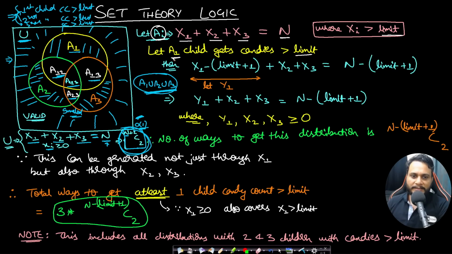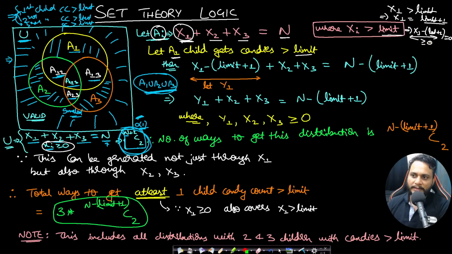So if the first child gets a candy count greater than the limit value, then you know that x1 here will be greater than the limit value. So what is the minimum value of x1? The minimum value of x1 will be limit plus 1, because it has to be greater than limit. I'm taking integer calculations. So if I have to represent it in the format where all the xi's are greater than or equal to 0, then I have to subtract limit plus 1 on both sides so that I get x1 minus (limit plus 1) greater than or equal to 0. That is what I'm trying to do here: x1 minus (limit plus 1).